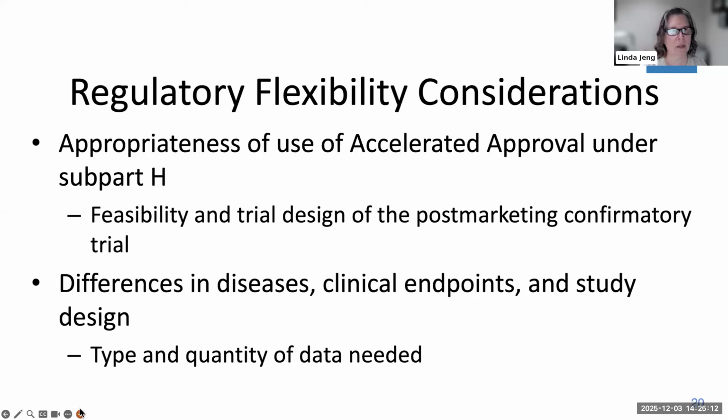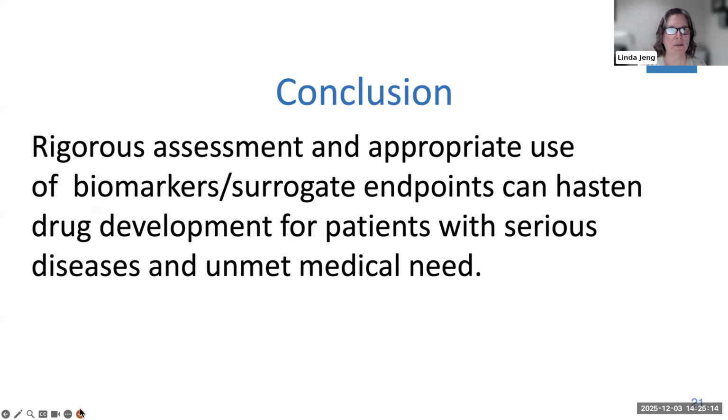Next slide. So overall, I just want to reiterate that a rigorous assessment and appropriate use of biomarkers and surrogate endpoints can hasten drug development for patients with serious diseases and unmet medical need, and a conversation back and forth with the agency to discuss and come to agreement on how biomarkers will be used and what's appropriate, and whether accelerated approval is an appropriate path forward is critical.